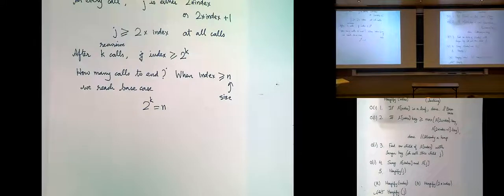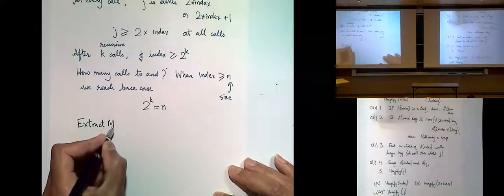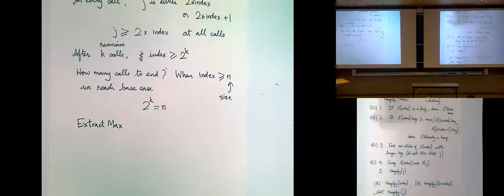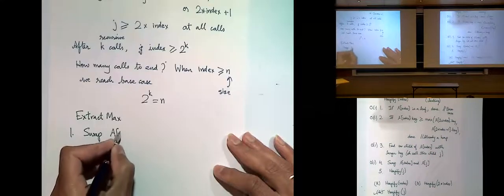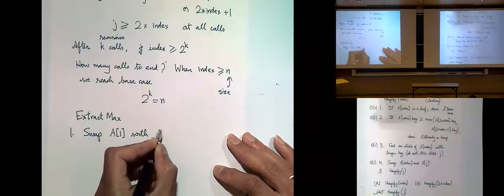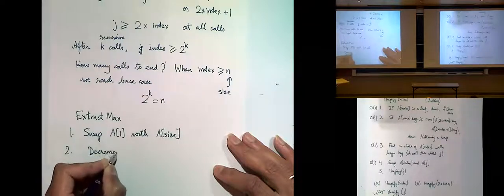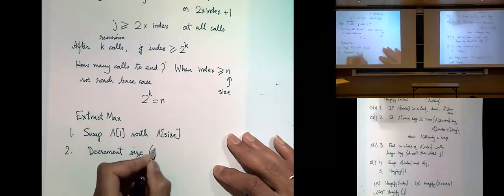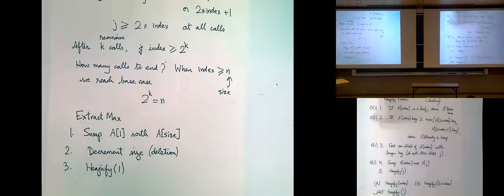All right. And so then how do you do an extract max? So the extract max is pretty straightforward now. So we basically swap A[1] with A[size]. Then you decrement size. So this is like the deletion. And then you just call heapify at the index 1. OK? Clear? Questions?